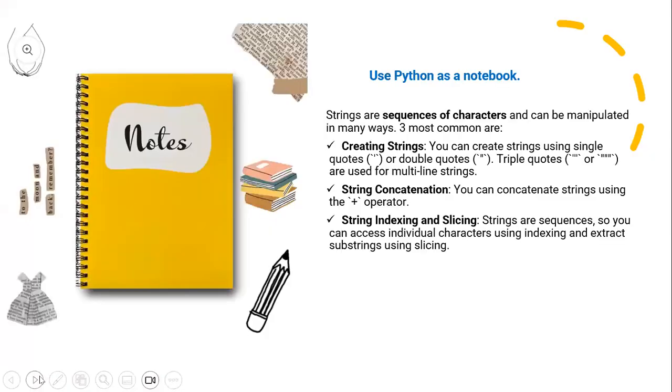The next thing we covered was the fact that we can use Python as a notebook by putting in strings, which are sequences of characters. These characters can be alphanumeric and special characters. And the great part is that we can create the strings using a single or a double quote. And if the string is like a paragraph which goes into multiple lines, then we should use triple quotes.